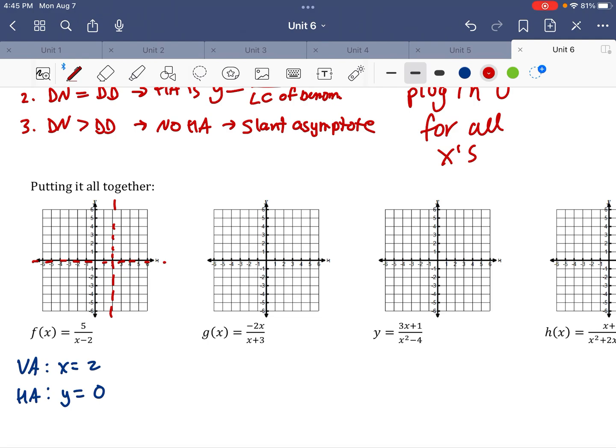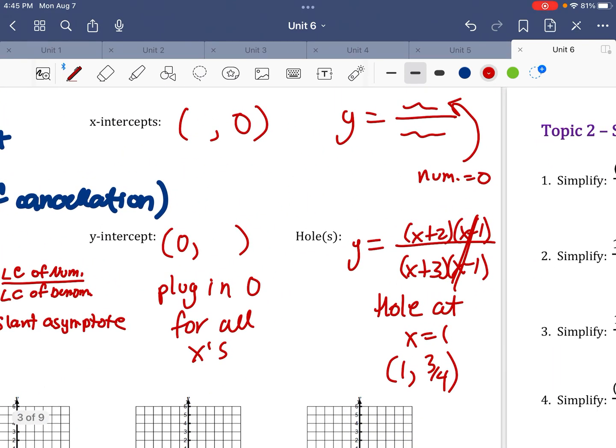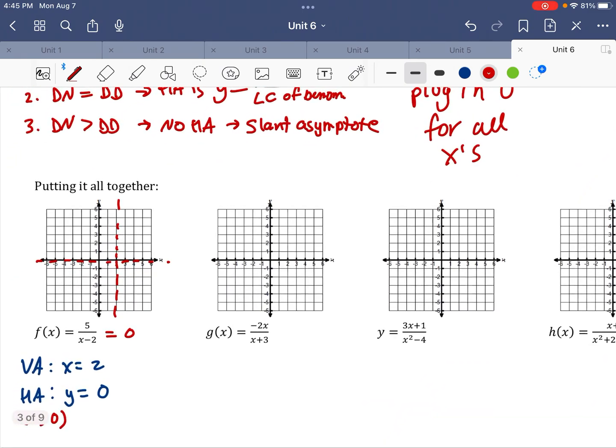Let's find any kind of x-intercept. So x-intercept is when the y value is equal to 0. So when does the y value equal 0? So I want to set this thing equal to 0. So the top of the fraction would have to equal 0, just like we set up here, right? And 5 is not going to equal 0. So this one does not have an x-intercept.